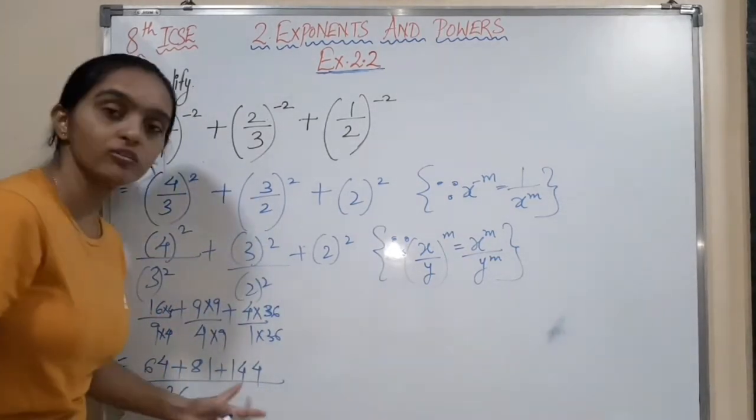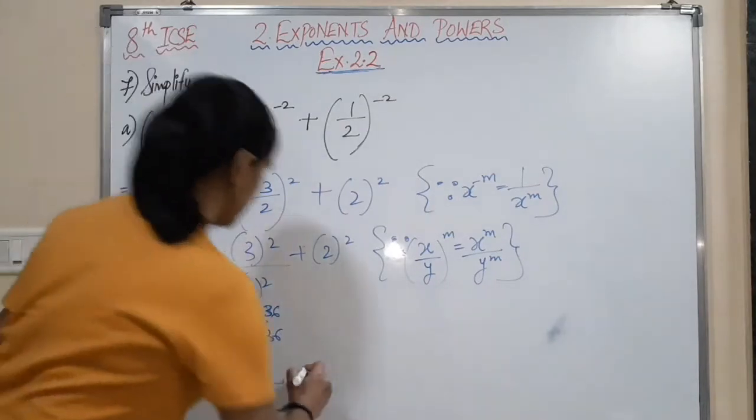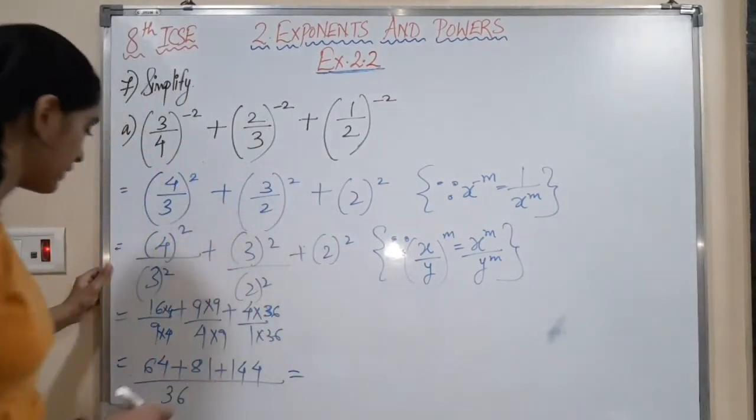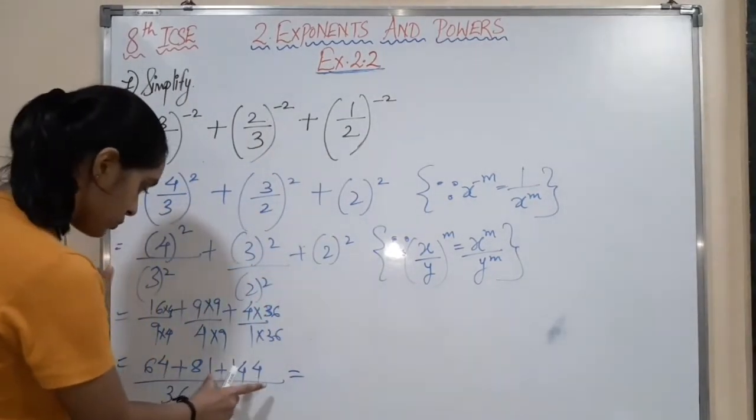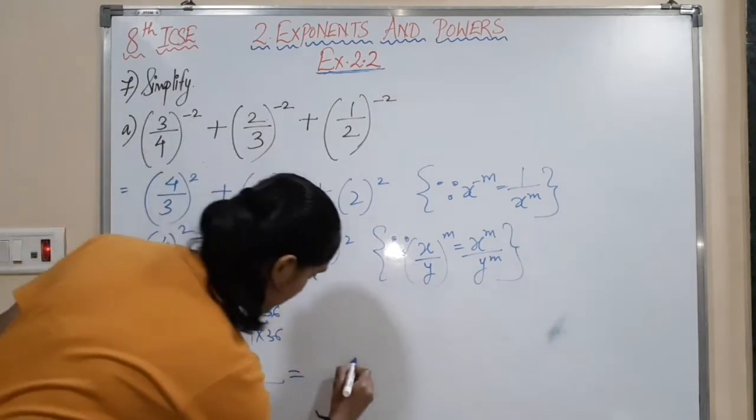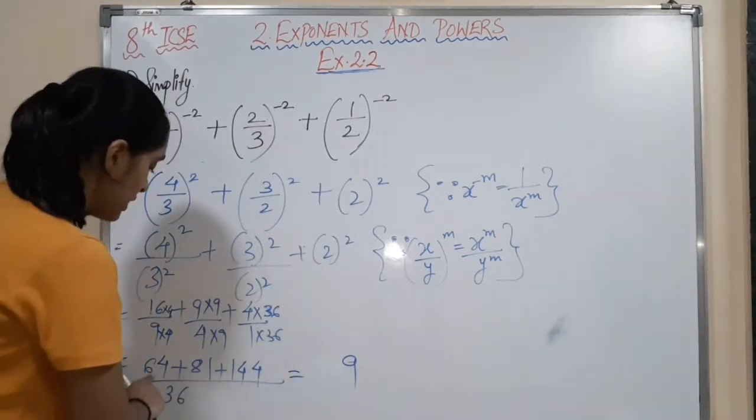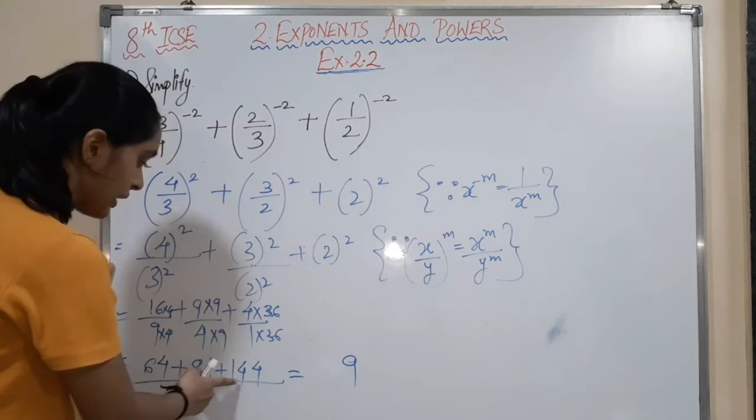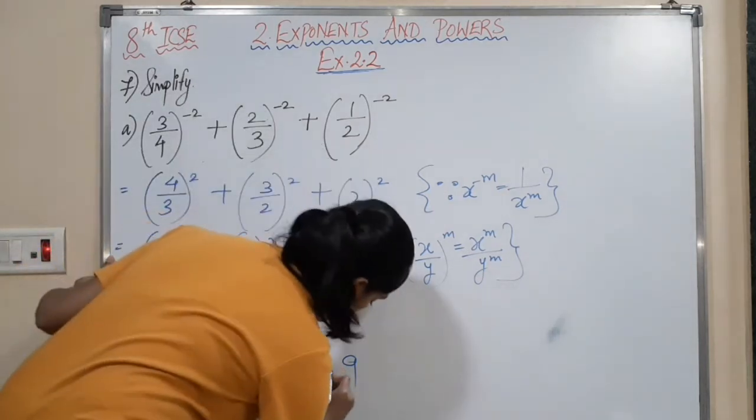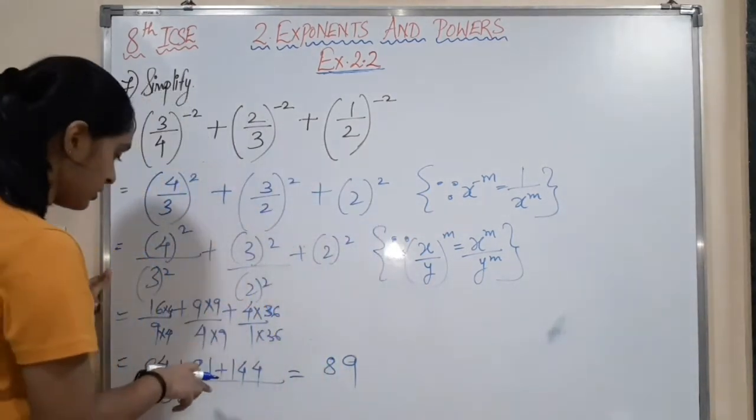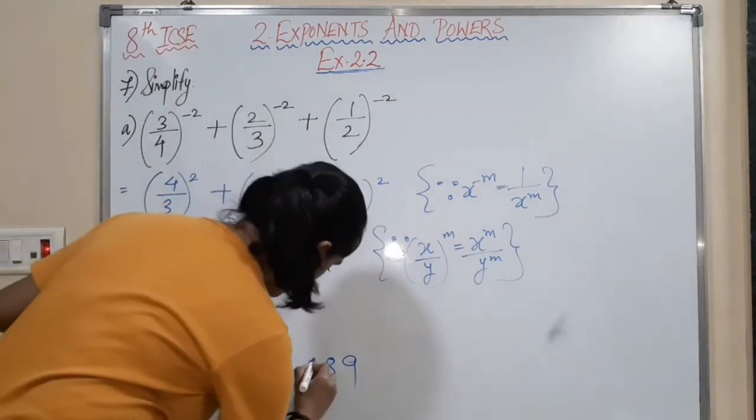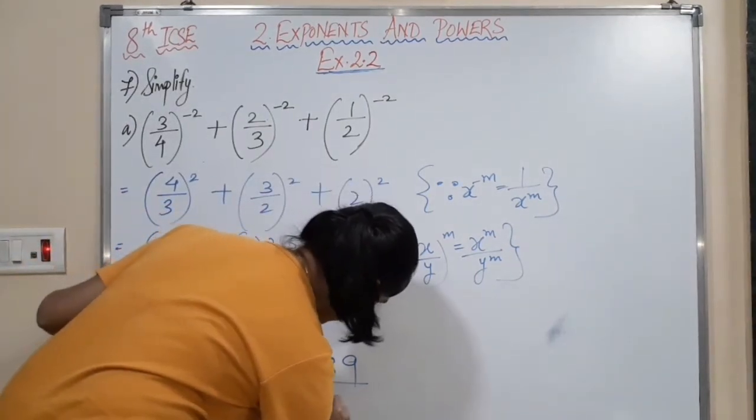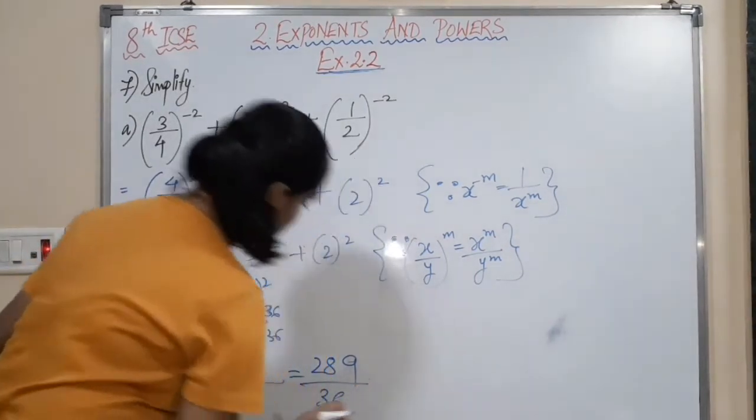Okay. So now we will add these numbers. So after adding, we will get 4 plus 1 is 5 and plus 4 is 9. And then 6 plus 8 is 14 and 14 plus 4 is 18. Carry 1. 1 plus 1 is 2. So 289 divided by 36.